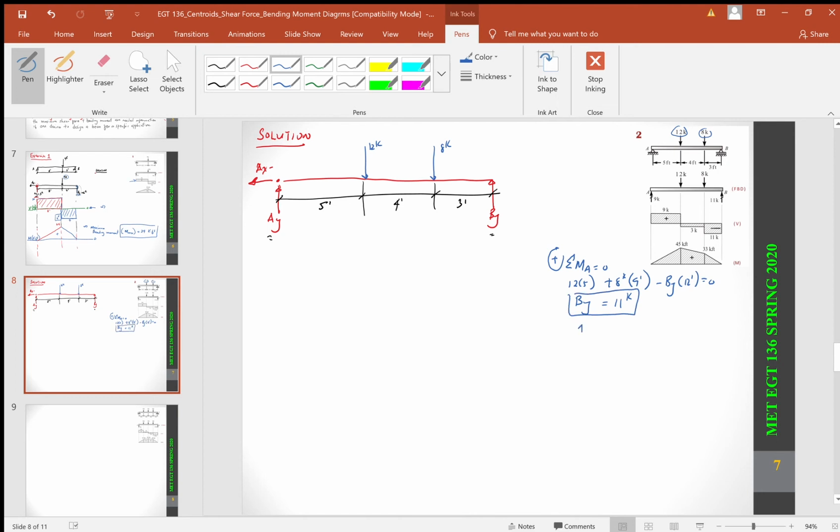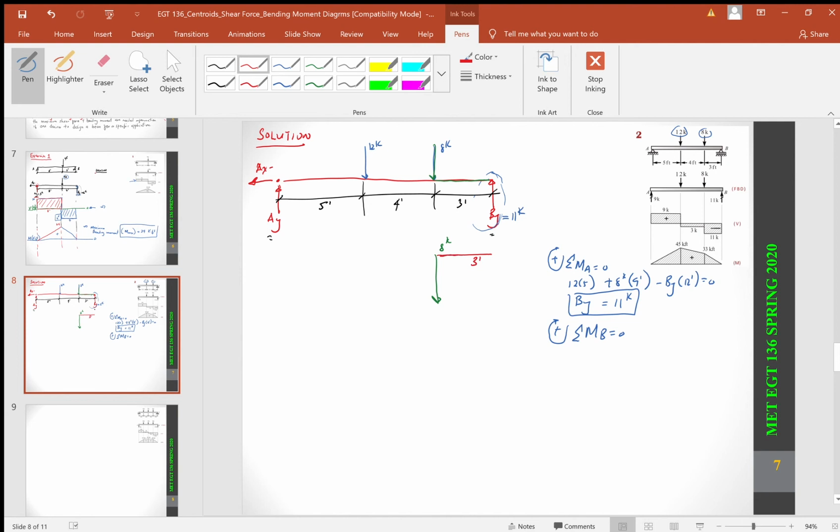Okay, so this right here is going to be 11 kips. Now the sum of the moments about point B equals 0. This is my point of interest. So this force, 8 kips, is separated by a distance of 3 feet. Okay, so I have this force, 8 kips. It comes in contact with a perpendicular distance of 3 feet.